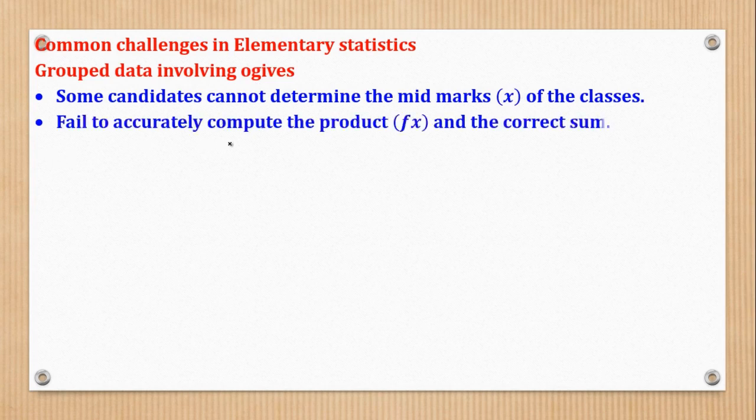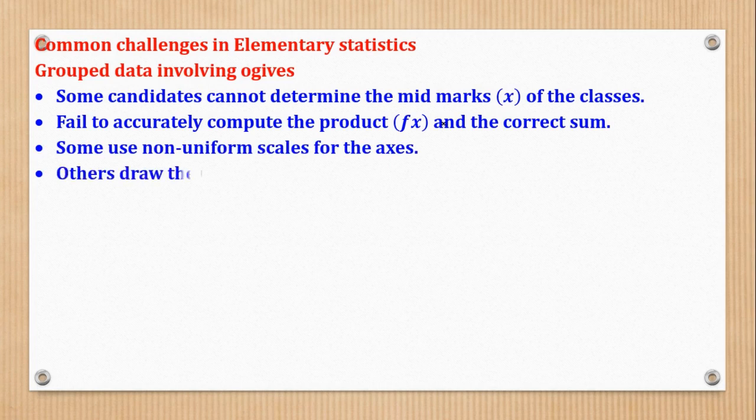Then others fail to accurately compute fx and the correct sum. So that comes from using a calculator. Some use non-linear scale. So if the scale is non-linear, all marks have gone. Then others use a ruler instead of freehand to draw an ogive. There we have no compromise. We have to just cross.